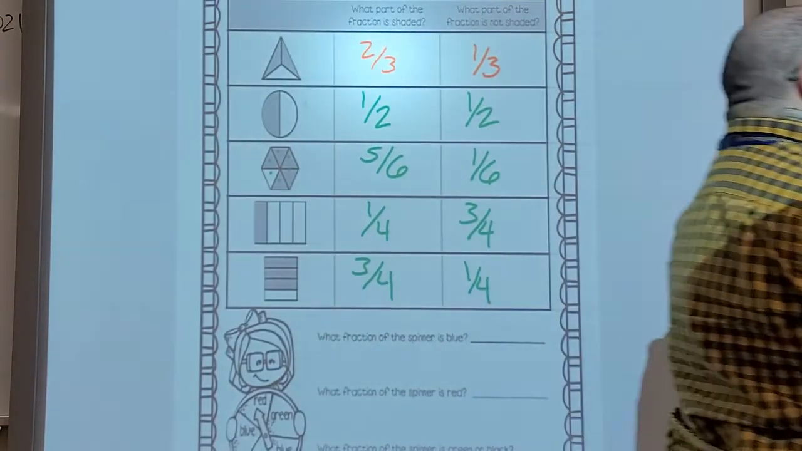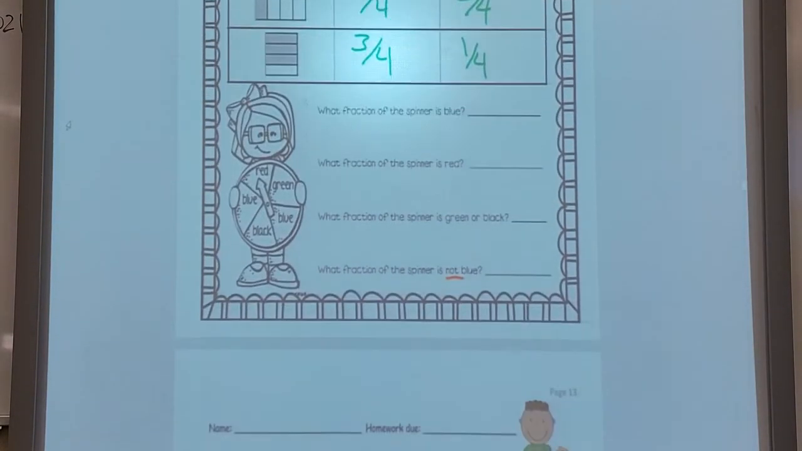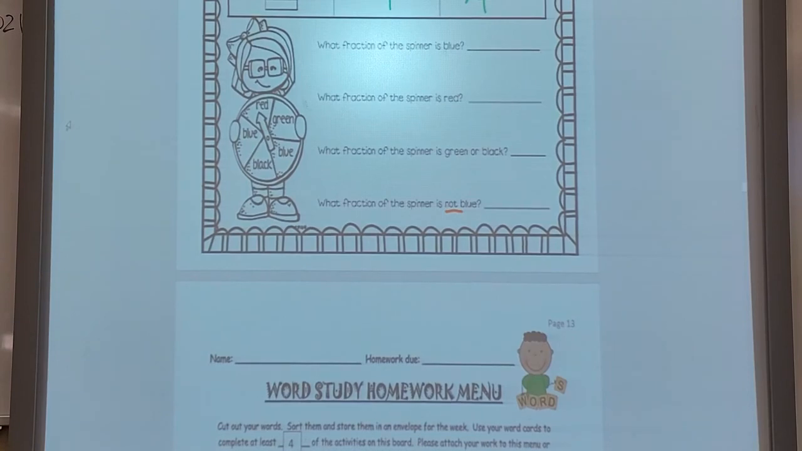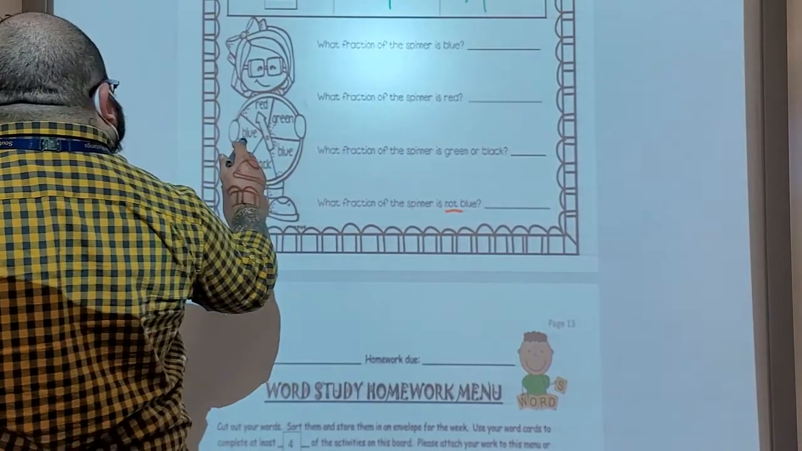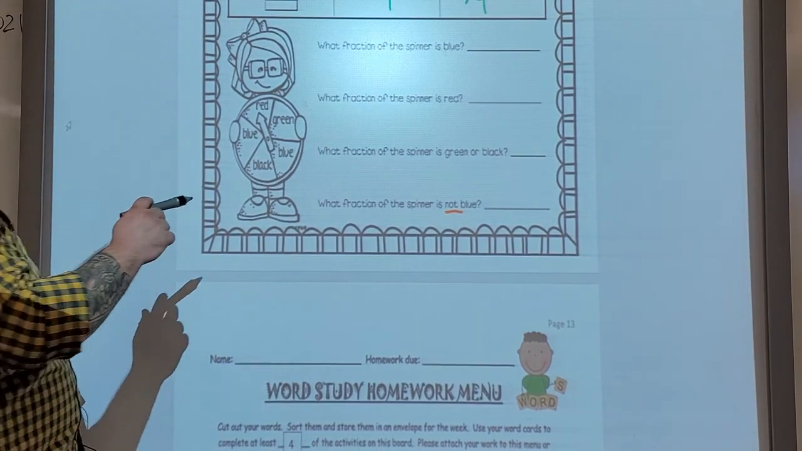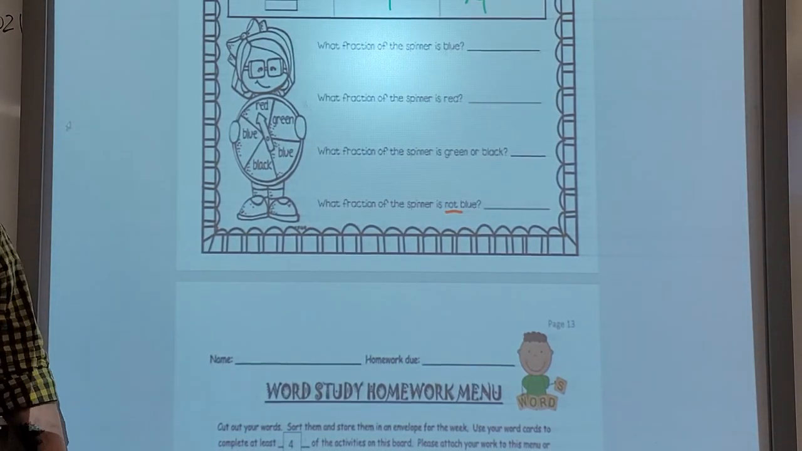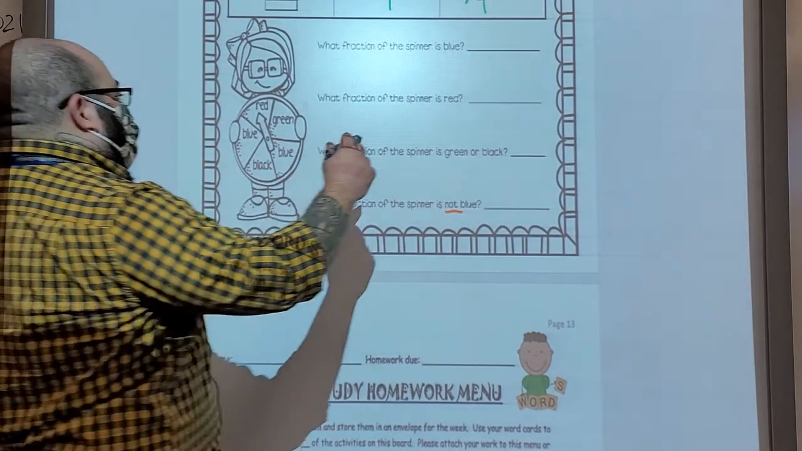Let's look at that bottom one, though, because this is another one where it's really important to read. Okay. Let's look at the spinner. We've got blue, red, green, blue, and black. So, guys, this is another one of those areas you have to pay close attention. Read things thoroughly. Don't rush through it. What fraction of the spinner is blue? Sellers? 2 of 5. 2/5.